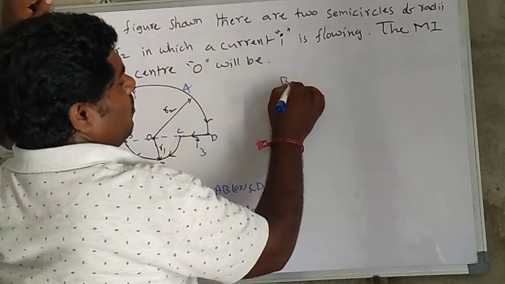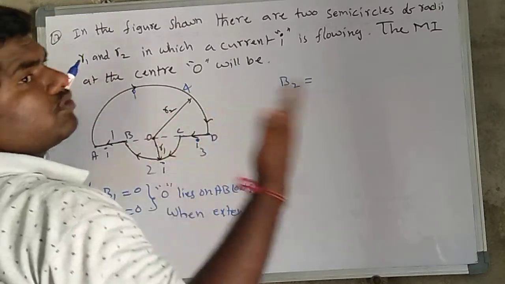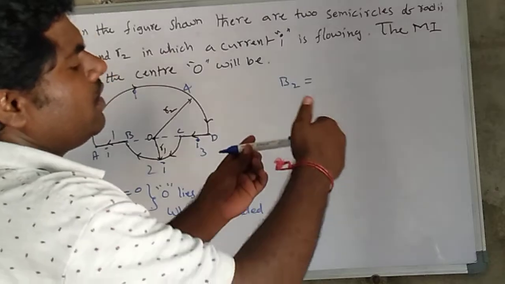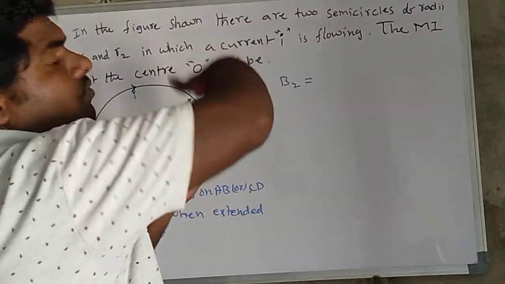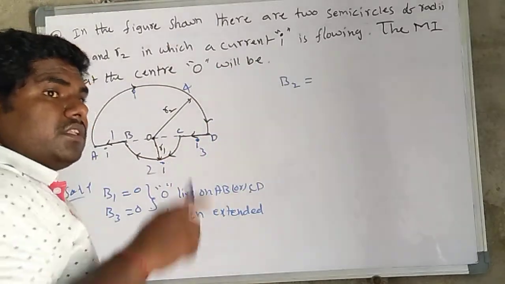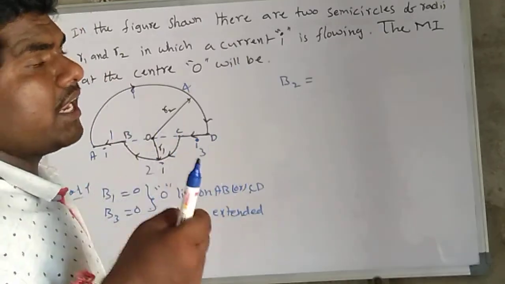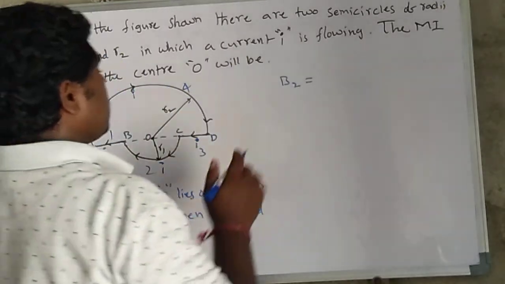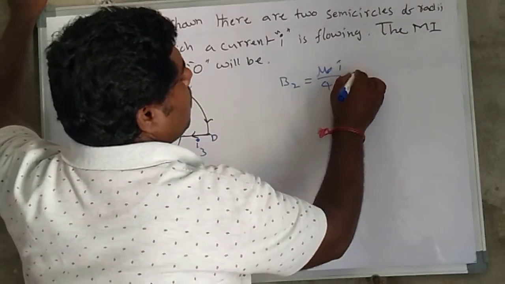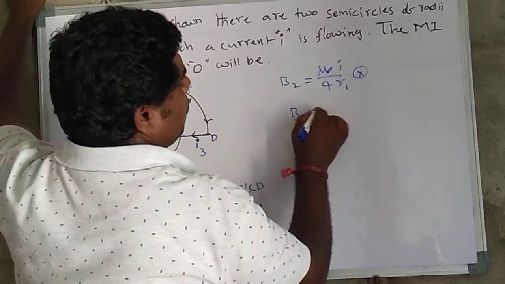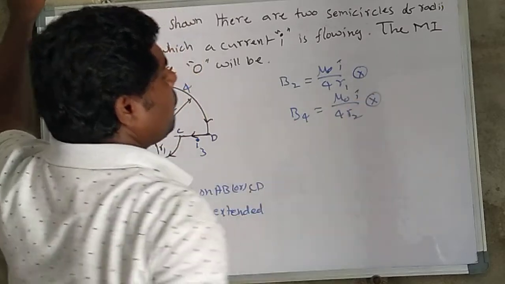Now I am going to find the B2 portion. This one is in clockwise direction, so you may use the right hand thumb rule. The current moving from C to D, C to B direction gives inward direction. Whenever the current moves clockwise, at the center point the magnetic field direction is inward. So here it is mu naught I divided by 4 into R1, inward direction. Similarly B4 is equal to mu naught I divided by 4 R2, also inward direction.